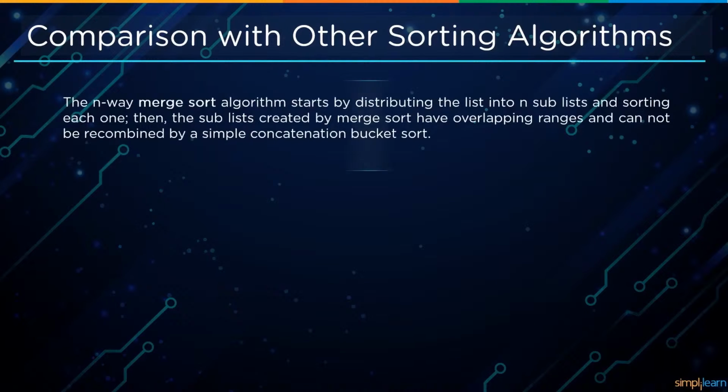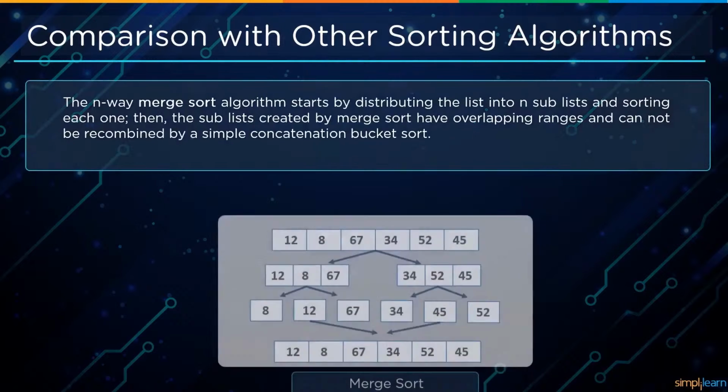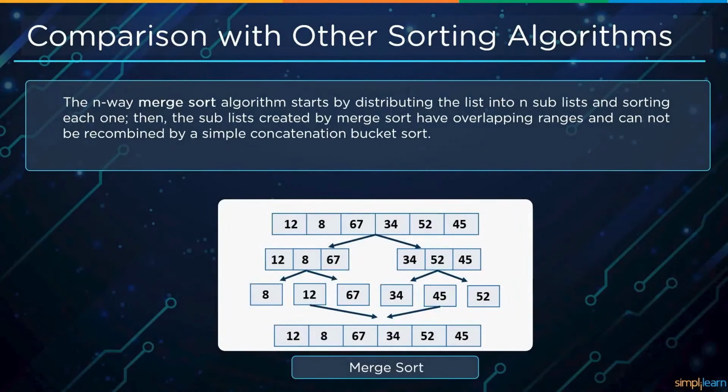After that, we have the merge sort. The n-way merge sort algorithm starts by distributing the list into n sublists and sorting each one. Then, the sublists created by merge sort have overlapping ranges and cannot be recombined by a simple concatenation as in bucket sort.